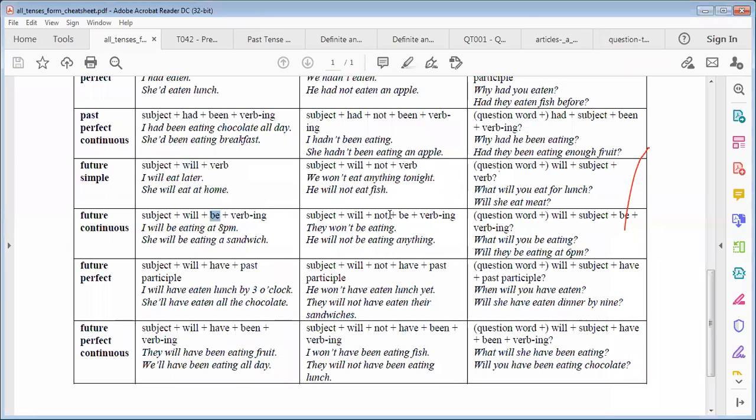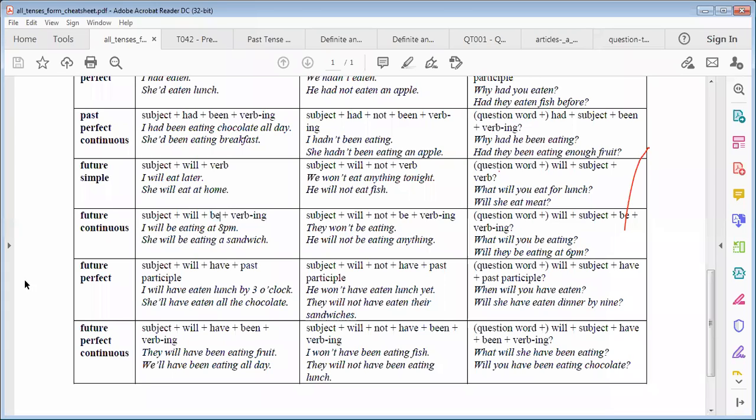Negative sentence: add not after will. They will not be eating. He will not be eating anything. Question word plus will plus subject plus be plus verb plus ing. So, what will you be eating? Will they be eating at 6 p.m.? So you have to remember the sequence, this structure of a question.